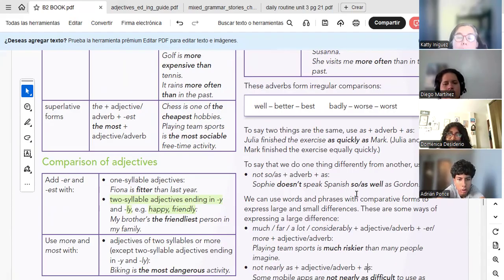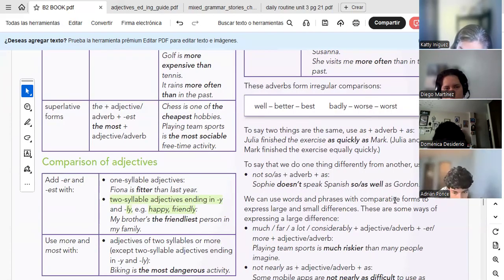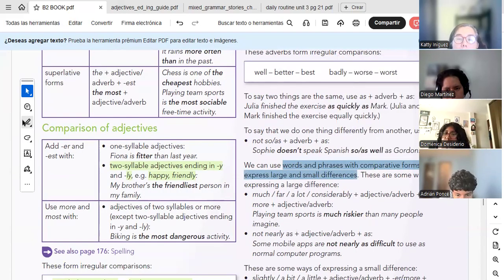To say we do one thing differently from another, use not, so or as plus the adverb plus as. Sophie doesn't speak Spanish so or as well as Gordon. Okay? We can use words and phrases with comparative form to express large and small differences. These are some ways of expressing a large difference. Okay, let's check this one. This could be new for you.